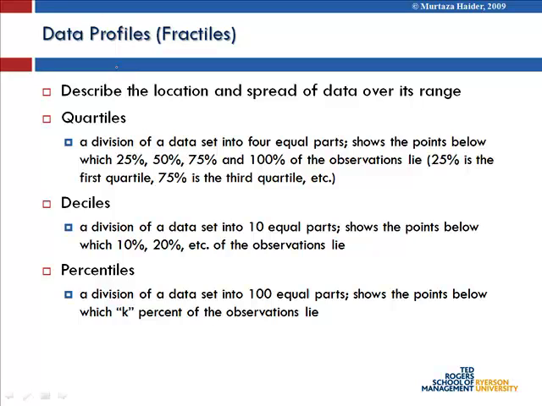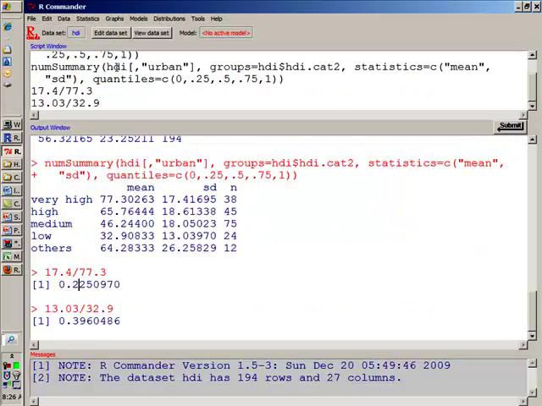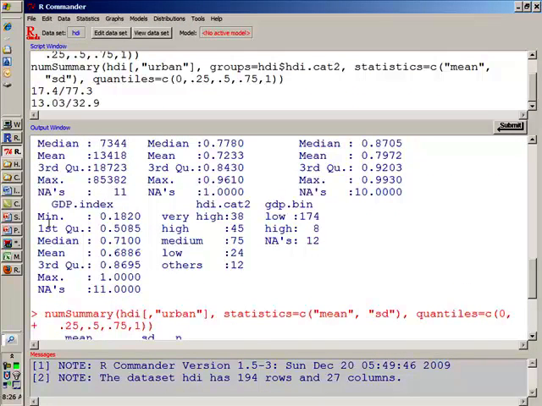And the percentile could be a division of a data set into 100 equal parts, and it shows the points below certain k percent of the observations, and k being 18%, 14%, 100%, 45%. So the commonly used fractiles are quartiles and deciles. And if you recall how our commander has been publishing some results here, it presents the first quartile and the third quartile and the mean and the median.